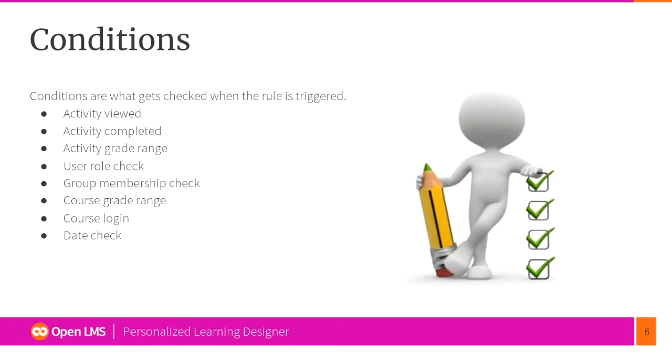At the moment, just reading through this information might not be that helpful, but we'll go into the demo environment and see exactly how this works if you haven't used a PLD in the past. Activity completed checks if an activity has been marked completed for the user who has triggered the rule. And again, as I mentioned earlier, this requires completion tracking to be enabled. Activity grade range checks if the grade for an activity is within the configurable bounds. With something like that, you can say, if the grade is anywhere between 80 and 95%.